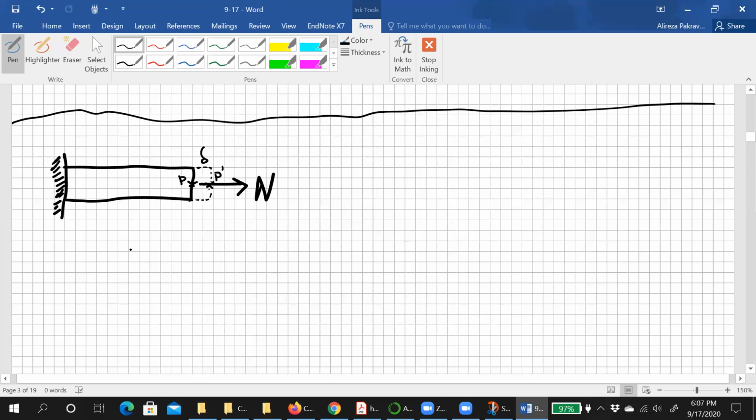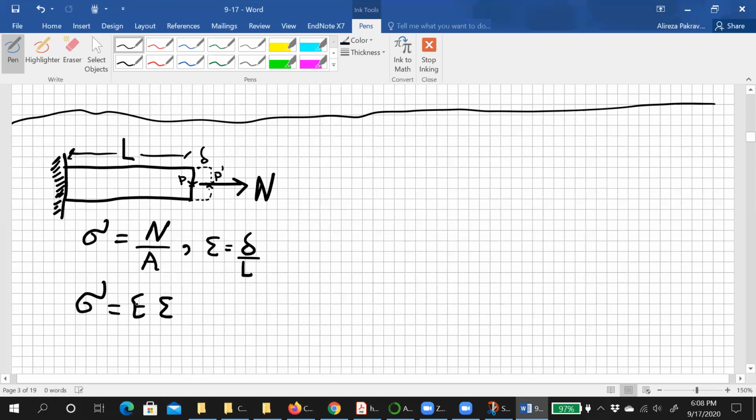We know the stress is what? N divided by A, right? We also know the strain is delta divided by L, if the length of the bar is L. The other formula we talked about is the stress-strain relation. This formula, where E is the modulus of elasticity. So we already know about this. But let me redraw this figure again.